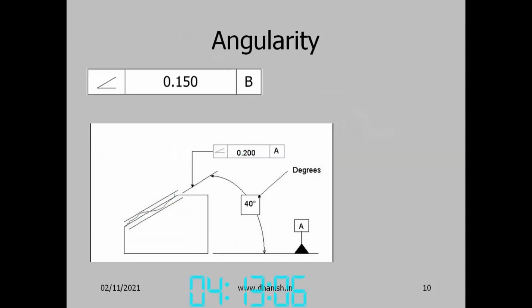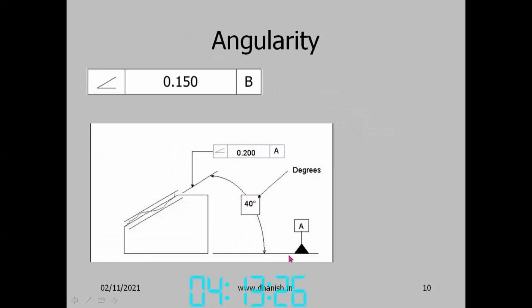So it is not given as a plus minus tolerance. So angularity is given in a box. The nominal angle is given in a box like this. So that is one point you have to know. Okay, the nominal angle is given in a box, and this is the datum surface.